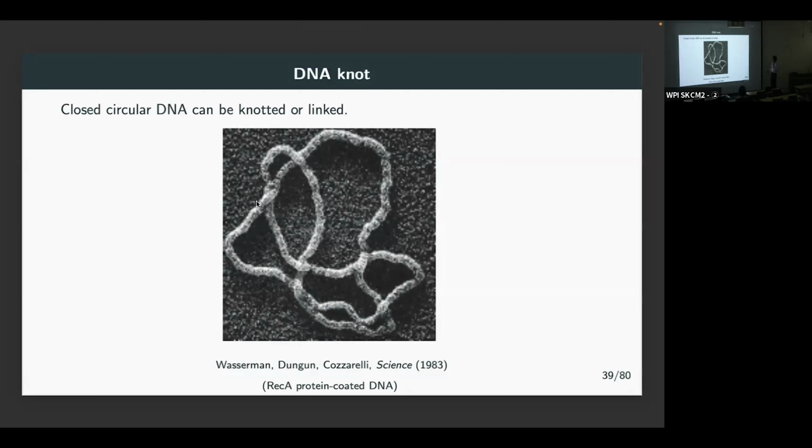So this was taken in 1983. This DNA is actually regular protein-coated DNA. DNA is fragile, so you need to put some protein on it to take a picture. But you can see some topology of the DNA. And actually, DNA is knotted.